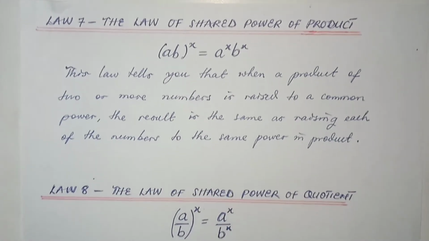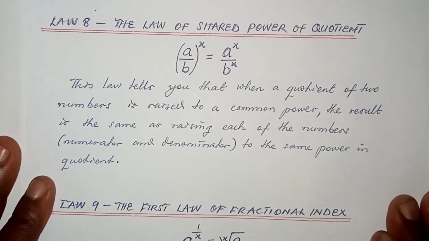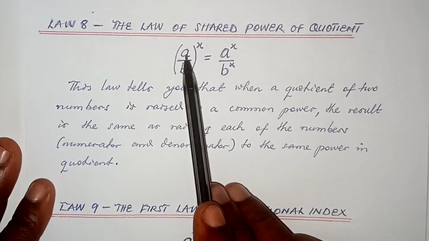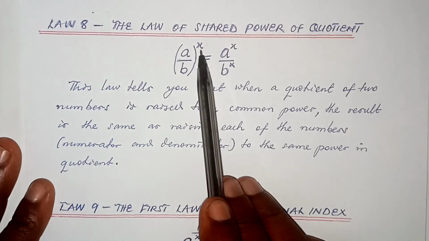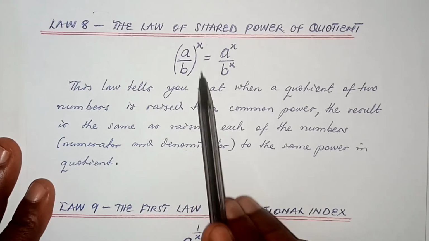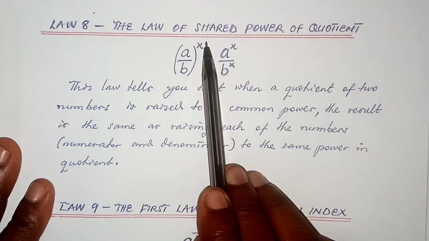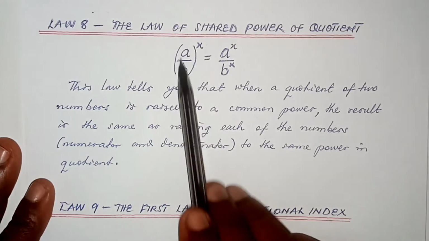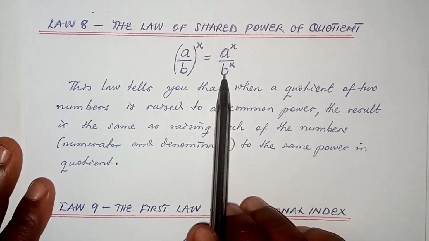Now, this law is similar to law number 8, the law of shared power of quotient. So, in this particular law, when you divide a number by another, all raised to a common power x, then the result is the same as dividing the numerator in that power by the denominator in that same power. So a over b raised to power x is equal to a raised to power x divided by b raised to power x.